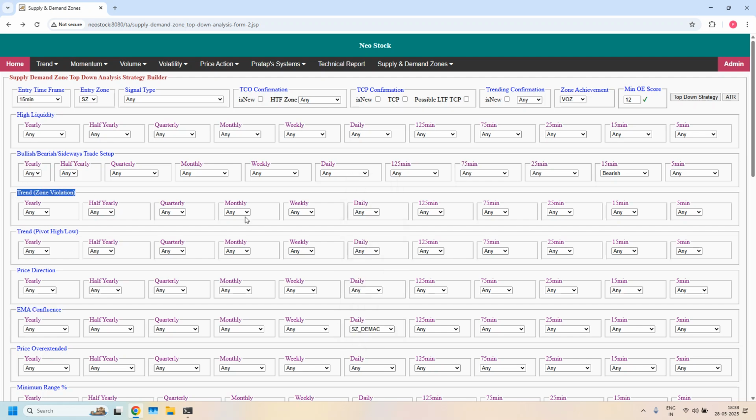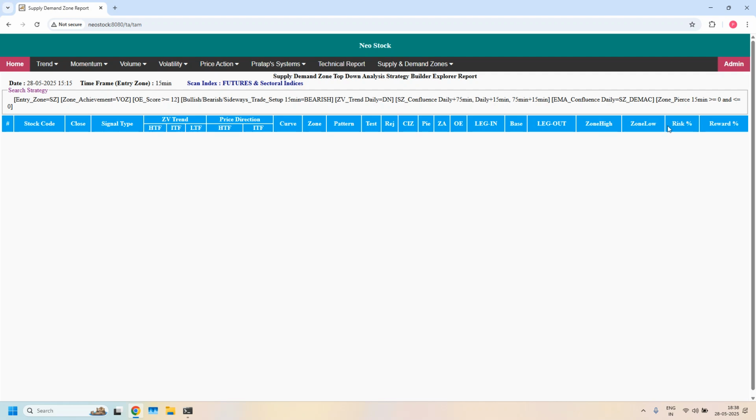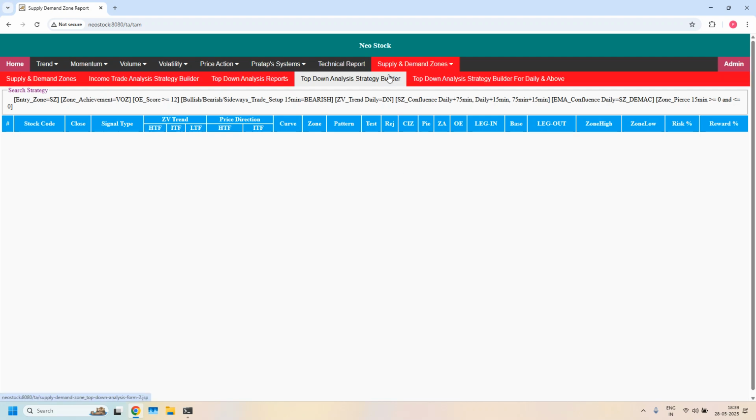At the same time, trend on the daily should not be sideways. It should be downtrend because it is bearish trade setup. So none of the stocks are having daily EMA confluence. So this is about bearish trade setup for daily income trade. Next, we will generate hourly income trade reports.